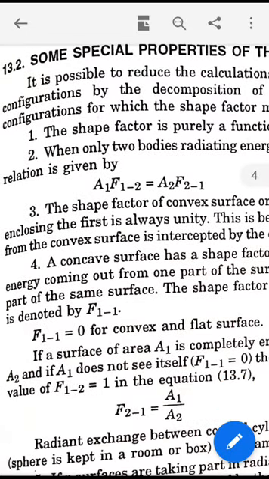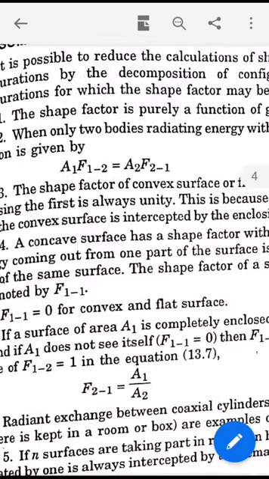Then third, shape factor of a flat surface with respect to itself is 0. Or shape factor of a concave surface with respect to itself is also 0. Shape factor of a flat surface or a convex surface with itself, that is F11, will be 0.